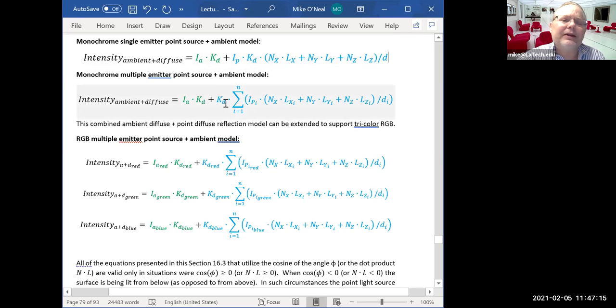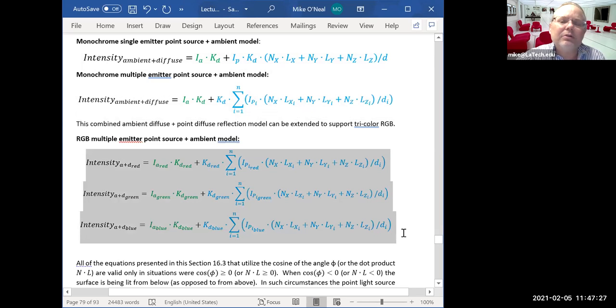I can rearrange things a little bit by pulling out the constant of diffuse, right? And if I do, instead of a single emitter, I can do multiple emitters there. So we've got our little eyes underneath everything. And if I want to do it in red, green, and blue, I repeat it 3 times.